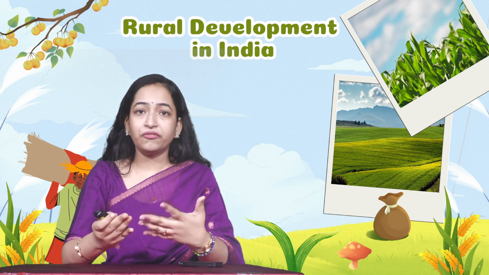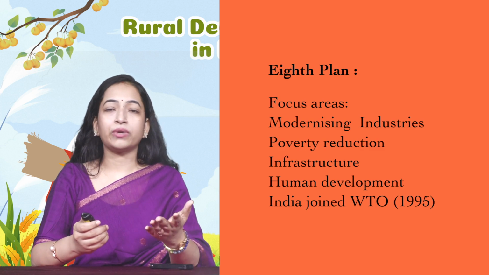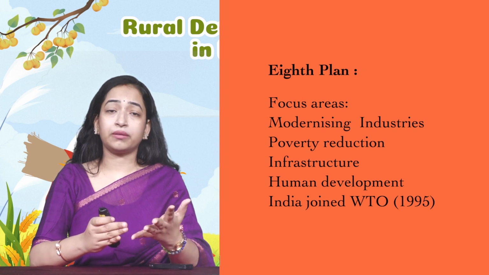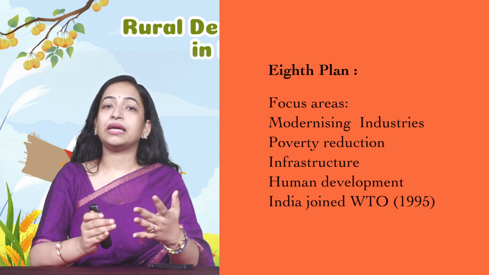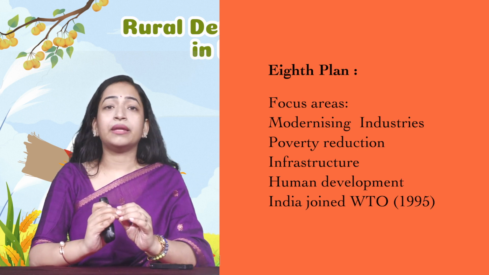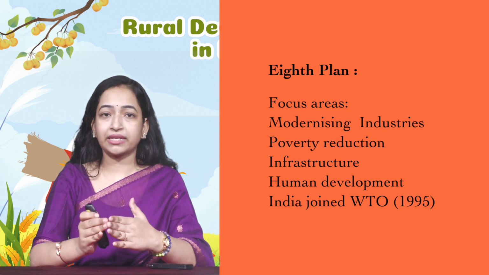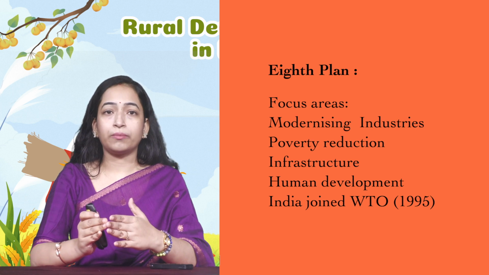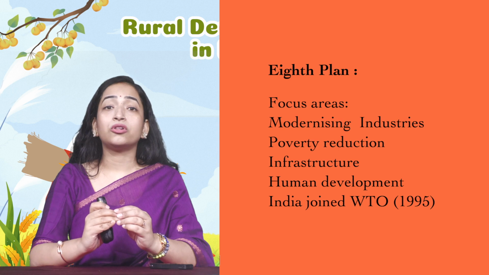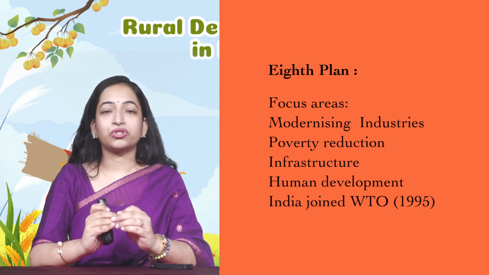The 8th plan focused on modernizing industries and gradually opening the economy to address deficits and foreign debt. It emphasized poverty reduction measures, employment generation, infrastructure strengthening, human resource development, and population control. The plan also promoted decentralization, encouraging greater participation of Panchayati Raj institutions, urban local bodies, NGOs, and communities in the development process. India also became a member of the World Trade Organization in 1995 during the course of this plan.